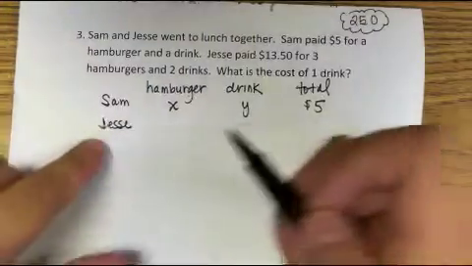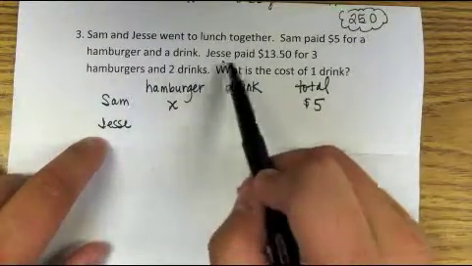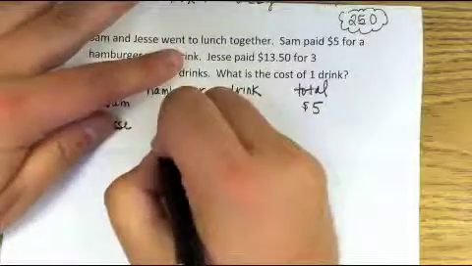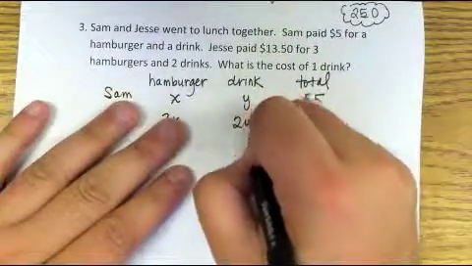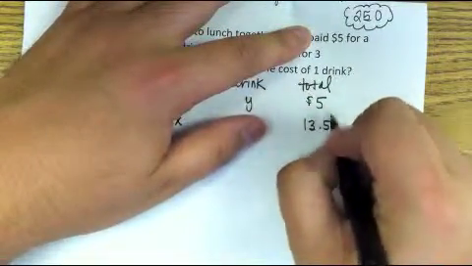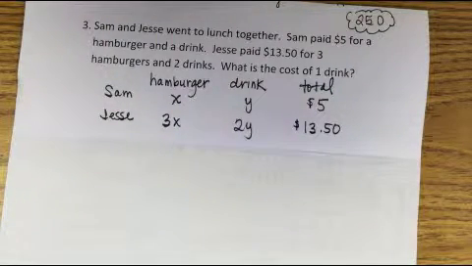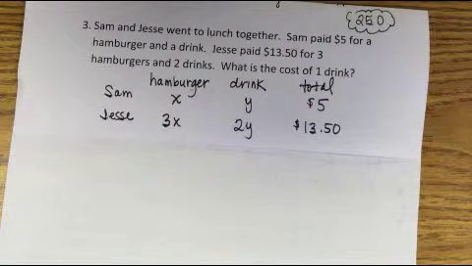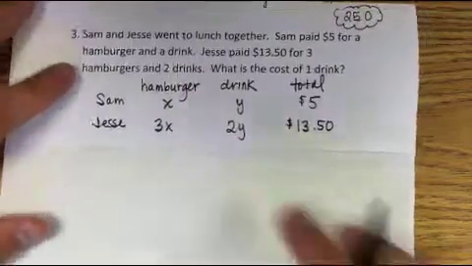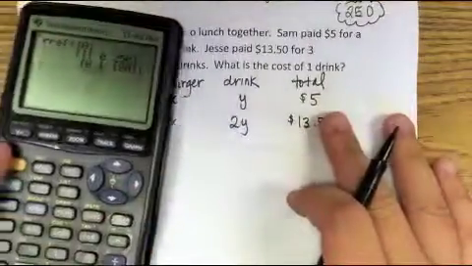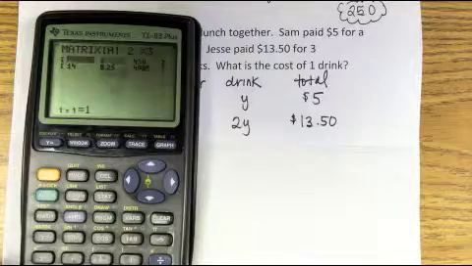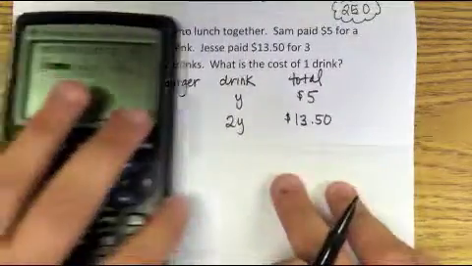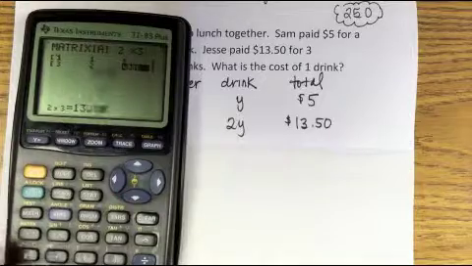Okay. Now Jesse, on the other hand, we have some information on him. Okay, so Jesse paid $13.50 for 3 hamburgers. Okay, he must have been real hungry. Okay, and he ordered 2 drinks, so 2Y. Okay, and he paid a total of $13.50. Okay. And we want to know, what is the cost of 1 drink? That's the idea here. That's the big question. So, get that into your matrix real quick. 1, 1, 5, 3, 2, 13.50.